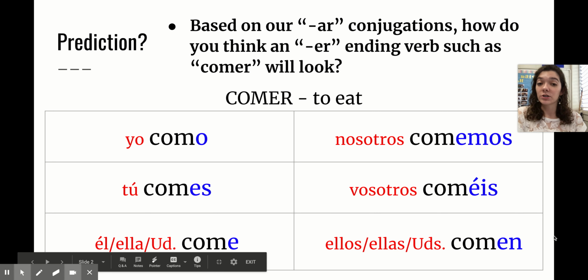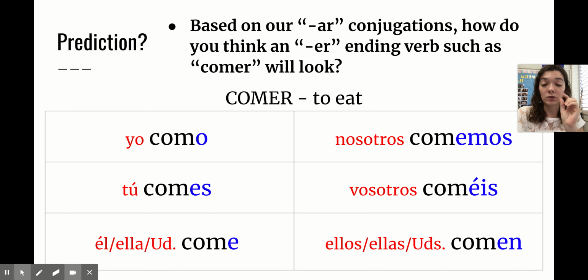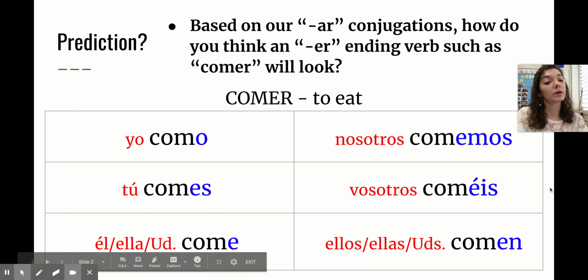So this is how we conjugate an ER verb. Okay, this is an example of what an ER verb would look like. Notice our endings are in blue, so it might be a good idea for you to highlight those, underline, put them in a different color if you really want. But these are our ER endings, an example of an ER verb.